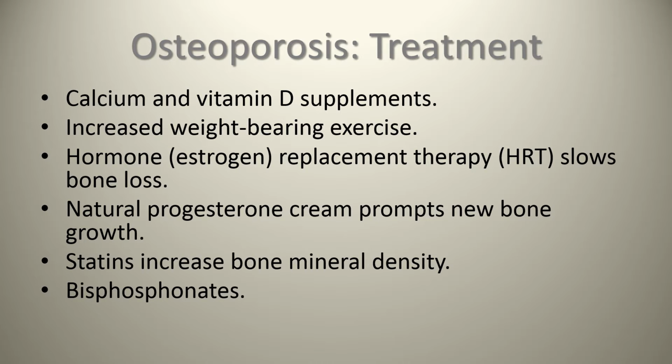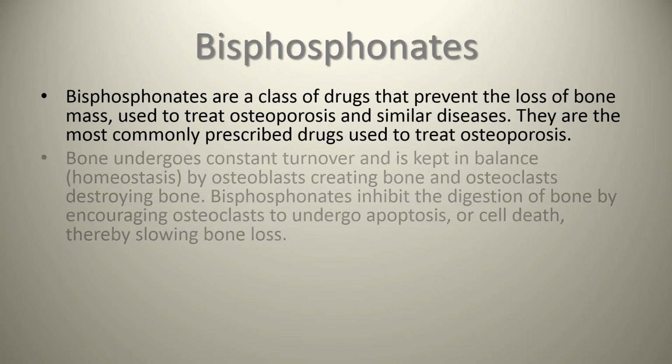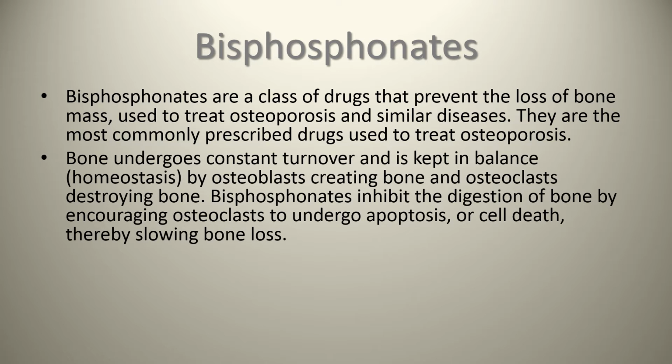And this is going to be something which we're going to touch on. Bisphosphonates are basically a class of drugs that prevent the loss of bone mass used to treat osteoporosis and similar diseases. They are the most commonly prescribed drugs used to treat osteoporosis. We know that bone undergoes constant turnover and is kept in balance by osteoblasts creating bone and osteoclasts destroying bone. So bisphosphonates will inhibit the digestion of bone by encouraging osteoclasts to undergo apoptosis or cell death, thereby slowing bone loss. In implantology, we need bone turnover.